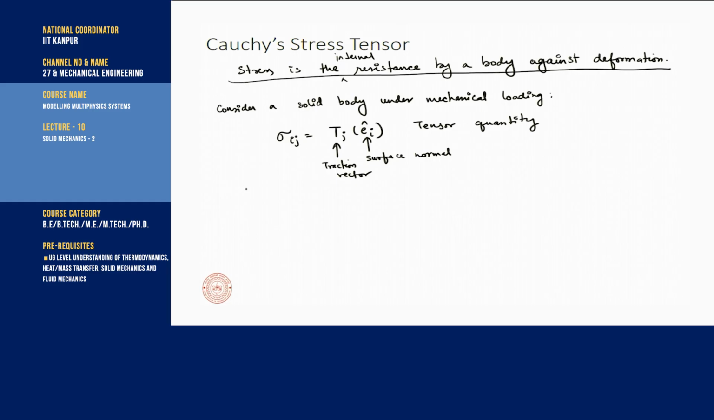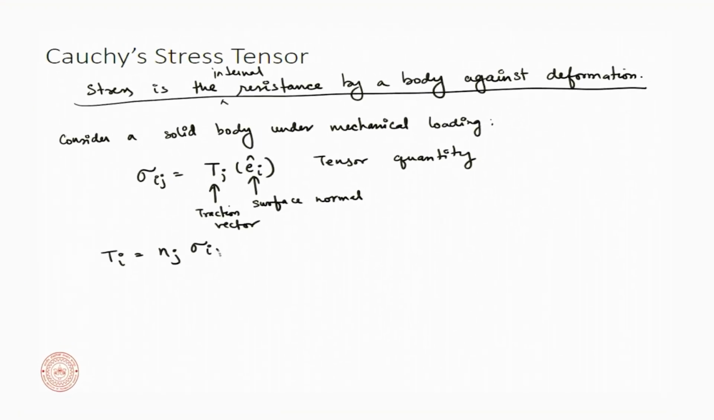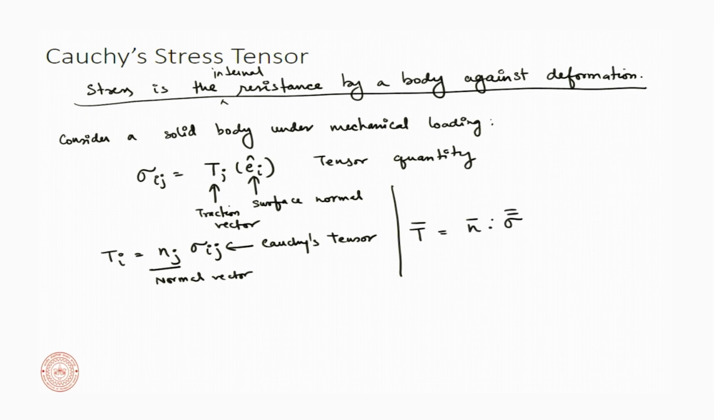We can relate our traction to our stress as t_i is equal to n_j sigma_ij, where n is the normal vector and sigma ij is the Cauchy stress tensor. Okay. In terms of matrices or in terms of vector notation, T vector is equal to n vector dot with sigma tensor. Okay, n vector dot with sigma tensor. I am sorry, this should be ji, not ij.